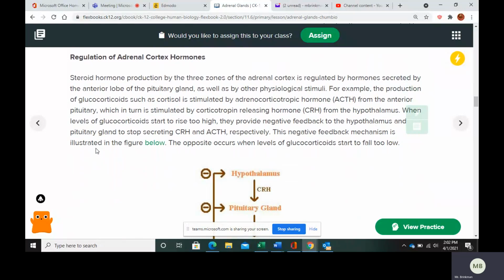Adrenal cortex hormones are regulated by a negative feedback loop that is going to tell the hypothalamus and pituitary gland to stop secreting adrenocorticotropic hormone and corticotropin releasing hormone, because the steroid hormone production is regulated by hormones secreted by the anterior lobe of the pituitary gland and other things.